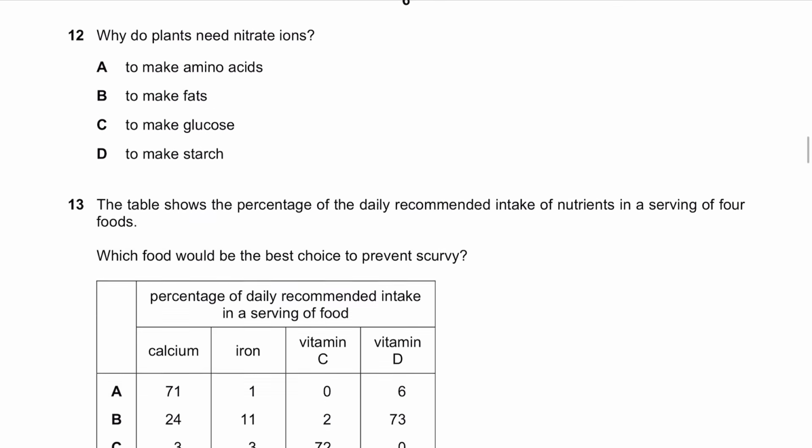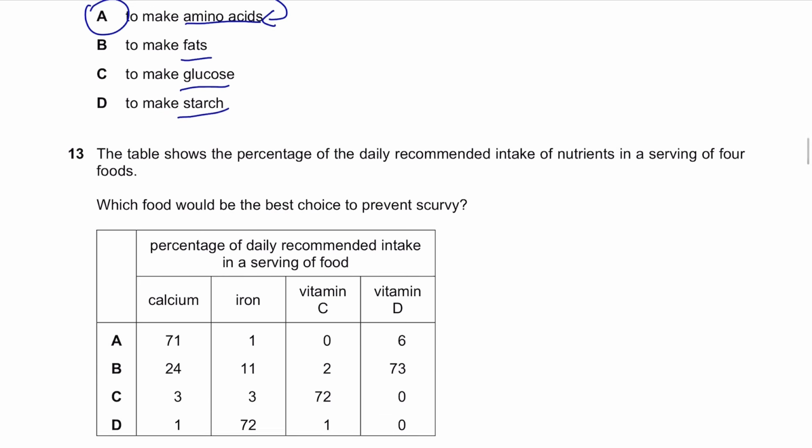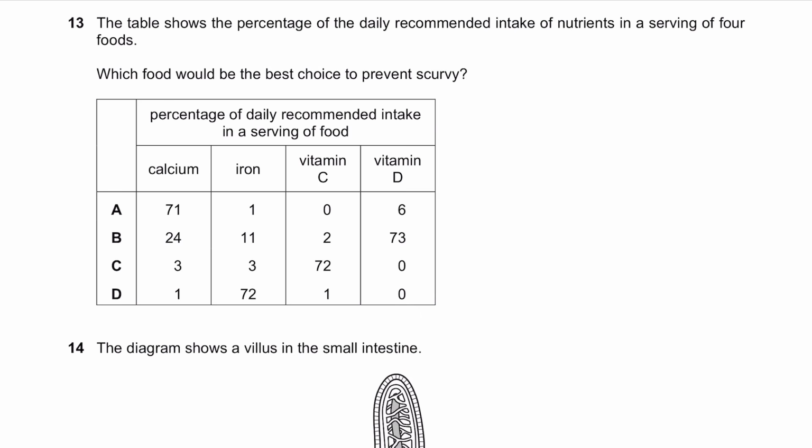Question 12. Why do plants need nitrate ions? From amino acids, fats, glucose, starch. Nitrate ions are directly related to amino acids, so it's A. Question 13. The table shows the percentage of the daily recommended intake of nutrients in a serving of 4 foods. Which food would be the best choice to prevent scurvy? Scurvy is a disease that you get when you lack vitamin C. Therefore, in order to prevent scurvy, you'll need to take in food that has high percentage of vitamin C, which is option C.